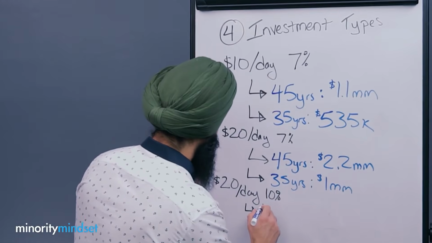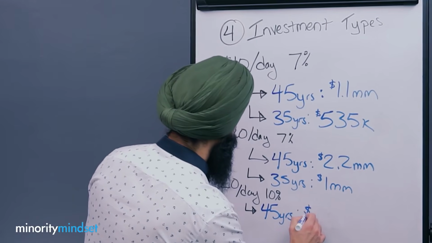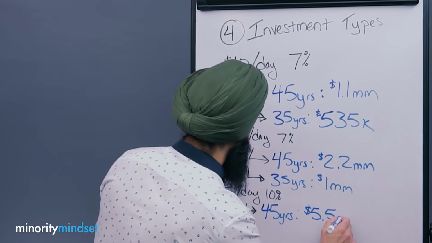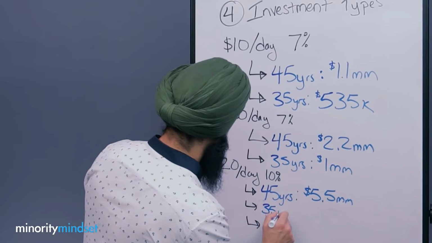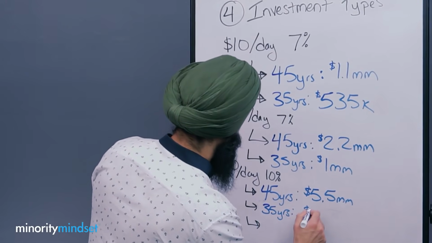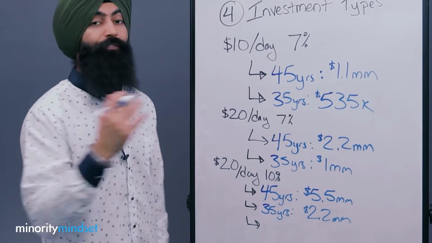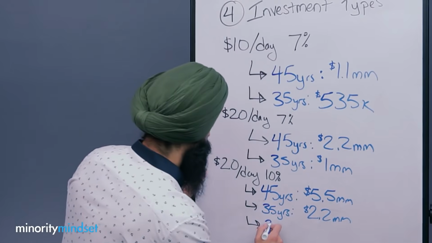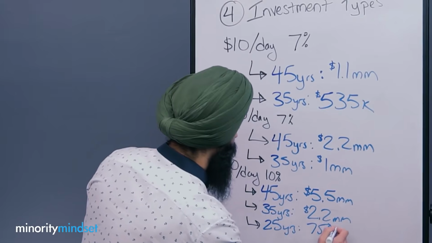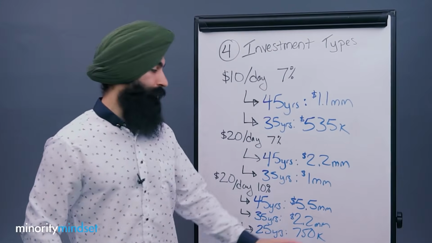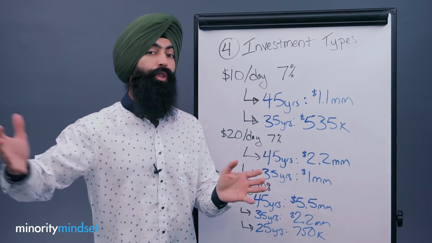If you do this for 45 years, just to show you the example, now you're going to end up with $5.5 million. If you start a little bit later at 31 years old and you do this for 35 years, now you're going to end up with $2.2 million, so you're still a millionaire. And if you start this at 41 years old, now you only do this for 25 years, you're still going to end up with $750,000 in retirement. So time and consistency are very important for you to build this wealth over the long term.